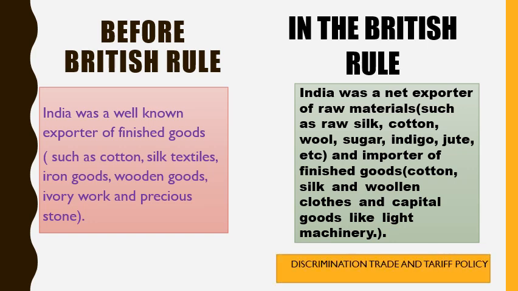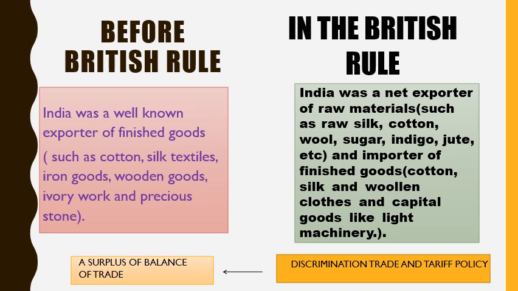Because of the discriminatory trade and tariff policy, as we read in our last video, in which import and export were both tariff free to Britain, this led to a surplus of balance of trade. What is balance of trade? Balance of trade is where export is greater than import. This is a situation of surplus. So here the export of raw material is greater than the import of finished goods from Britain.